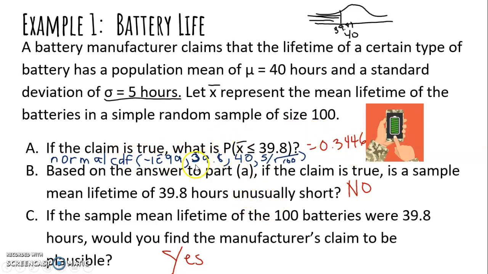So if the mean really is 40, the probability of a sample of 100 having a sample mean of 39.8 is pretty plausible, because the probability of it happening is much greater than 0.05. It has to be unusual, it has to be less than 0.05, and this is a lot bigger than 0.05. 0.05 is 5%. This is 34%, basically.